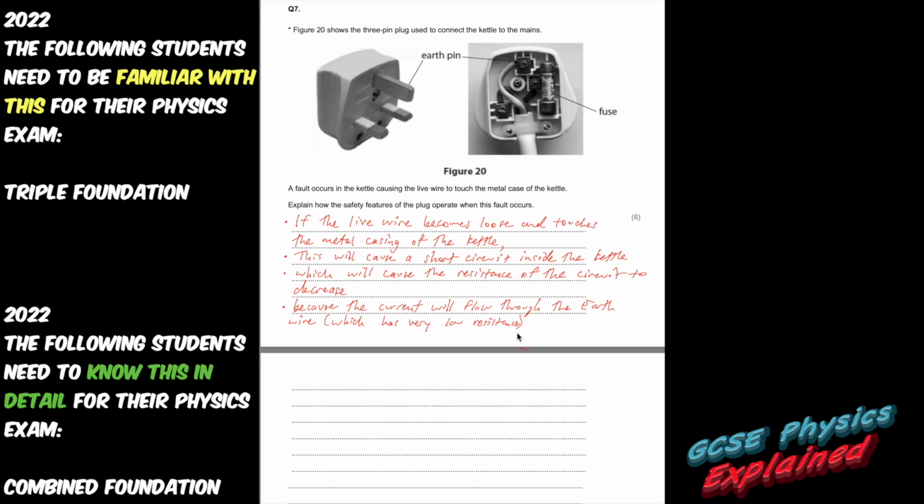Now because there's so little resistance in the circuit, that'll cause a high current. Now remember, before the current goes through the live wire, it's got to go through the fuse. If suddenly there's a big current coming in, that'll blow the fuse. Because the fuse, remember, is a thin wire with a low melting point. And if you've got a large current, that causes the wire to get hot, which melts the fuse wire and breaks the circuit.